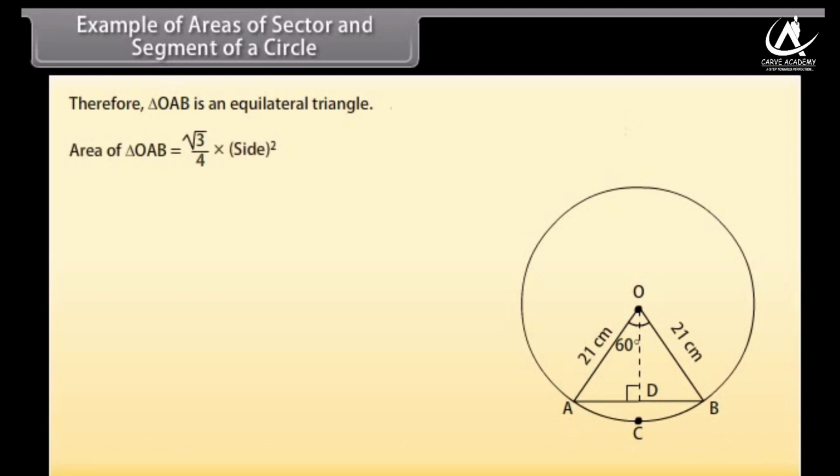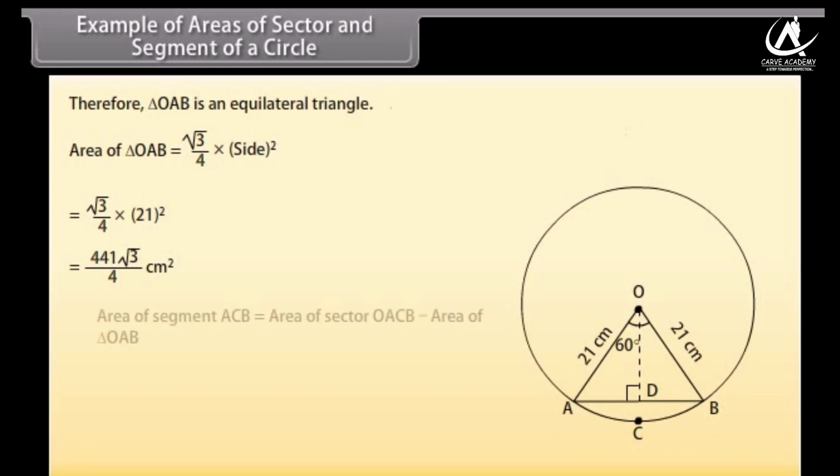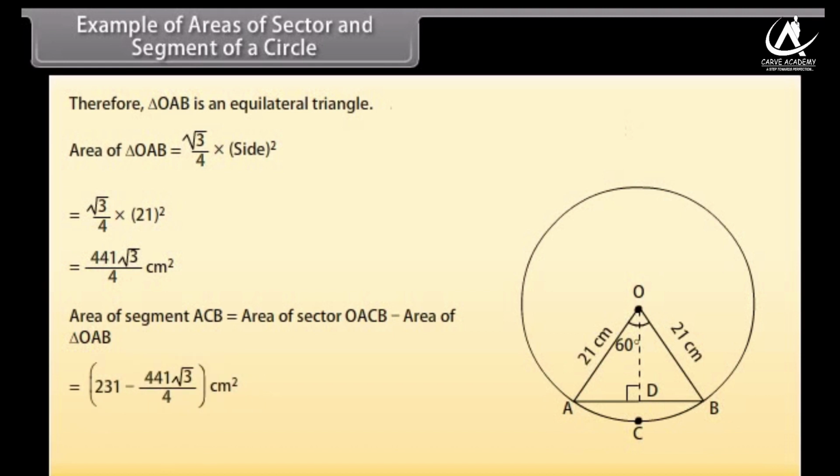Area of triangle OAB is equal to square root 3 upon 4 into side whole square. By calculating, we get area of triangle OAB is equal to 441 into square root 3 divided by 4 centimeters square. Area of segment ACB equals area of sector OACB minus area of triangle OAB, which is equal to 231 minus 441 into square root 3 divided by 4 whole centimeter square.